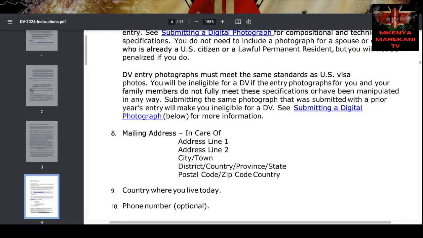And then mailing address, which is in care of. So you write your city or address.